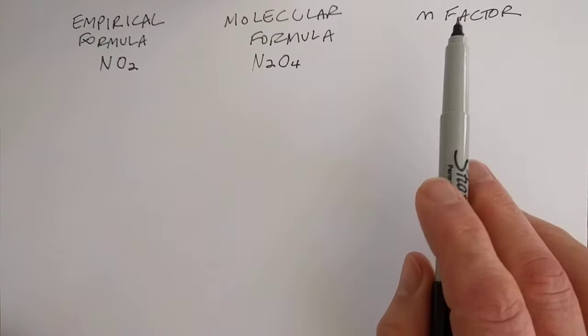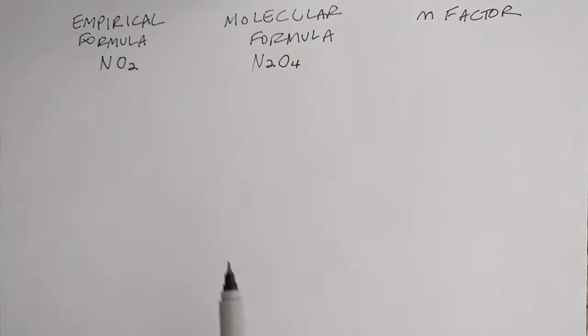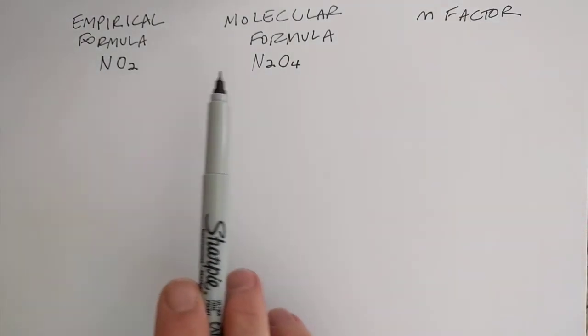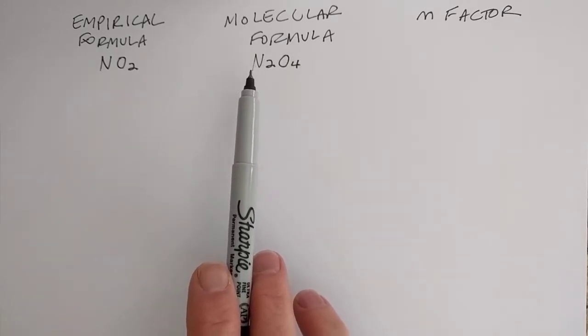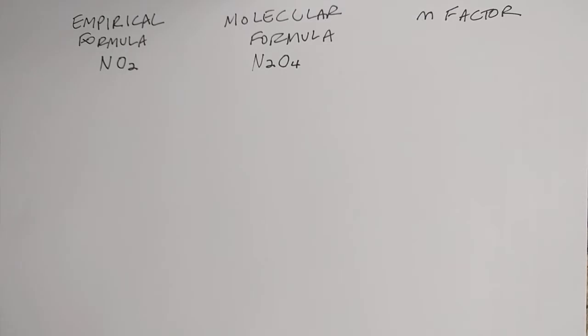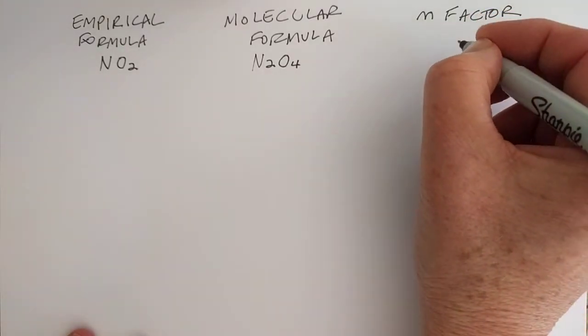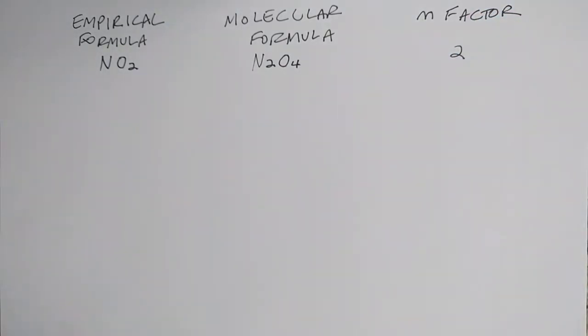And then we talked about this N factor. What we need to multiply the subscripts by to go from empirical to molecular, or what we divide the subscripts by to go from molecular to empirical. So we can see that our N factor is a 2.